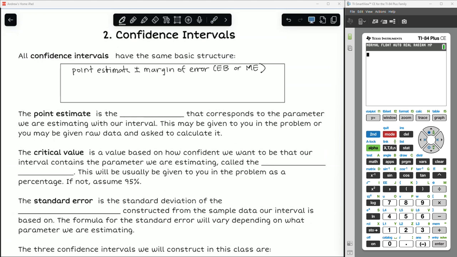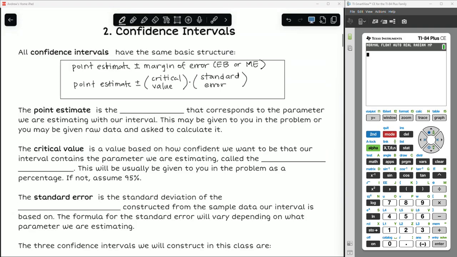And that margin of error can then be broken down further. So a confidence interval is a point estimate, the center of our interval, plus or minus a critical value, which has to do with how certain we want to be that our interval captures the population parameter, times the standard error of the parameter we're estimating. And remember that standard error is the standard deviation of a sampling distribution. This has to do with the spread of data. And those were the two things we mentioned in our last video.